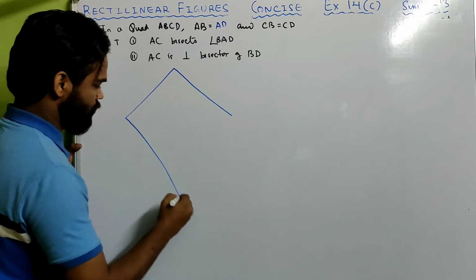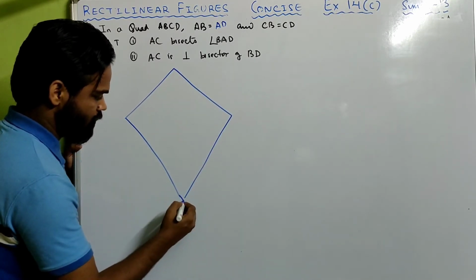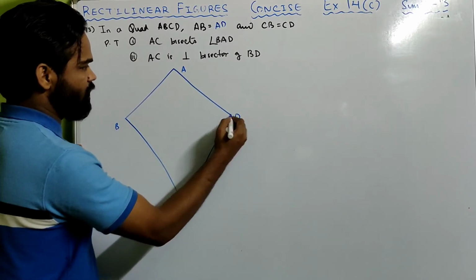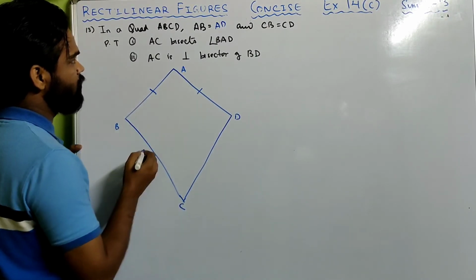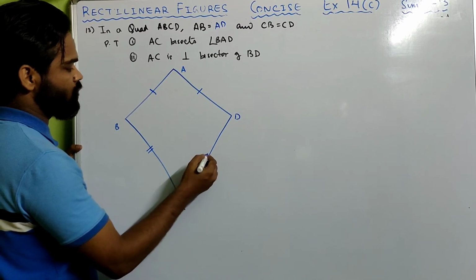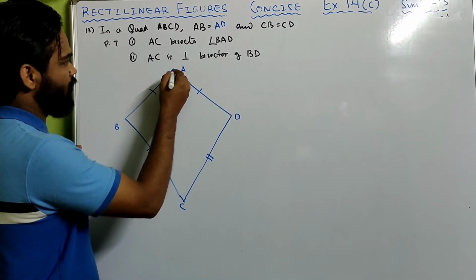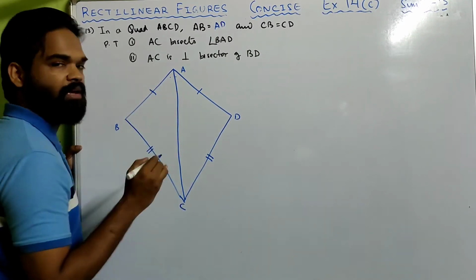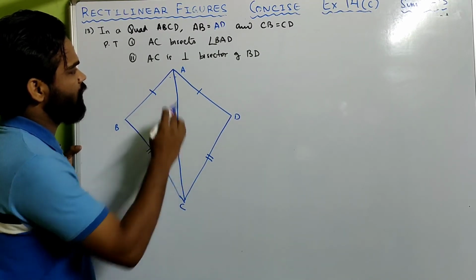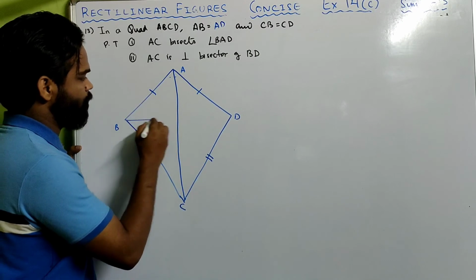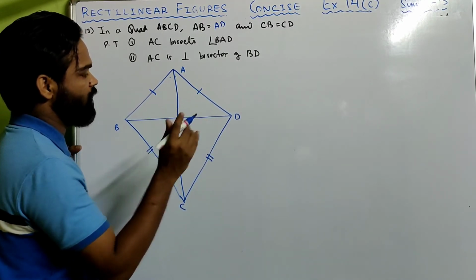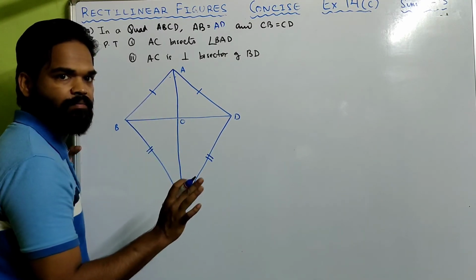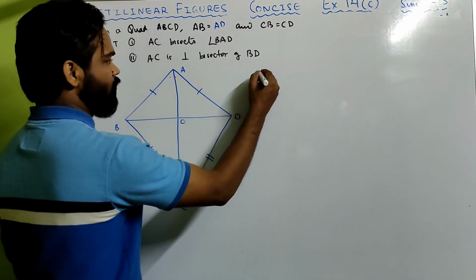Suppose I take A, B, C, D like this. AB equals AD, CB equals CD. We need to prove that AC bisects angle BAD, which means this angle and this angle are equal. And we need to prove that AC is perpendicular bisector of BD, which means BO and OD are equal, and one of the angles is 90 degrees. Our work is done. Now look carefully.